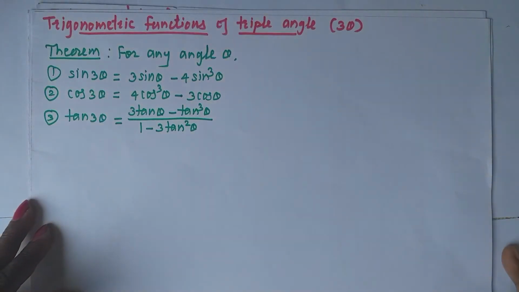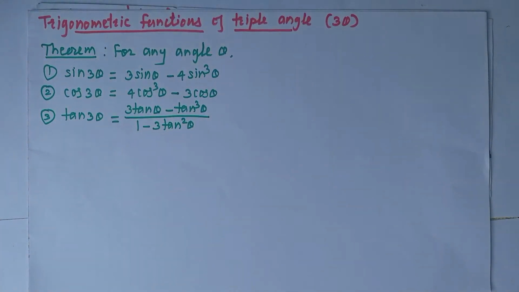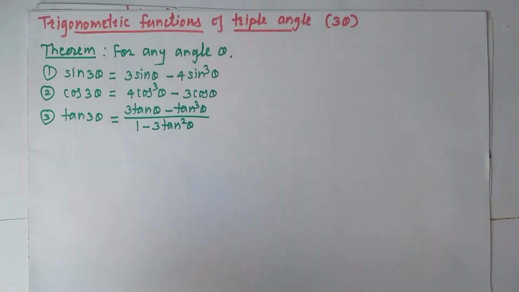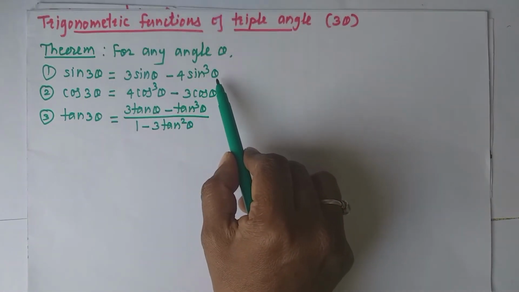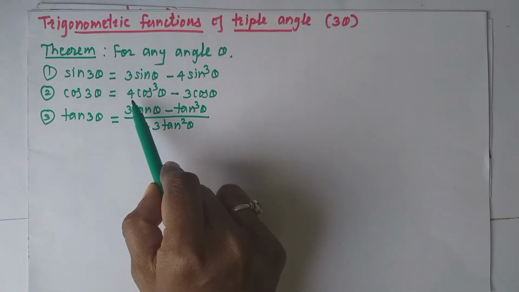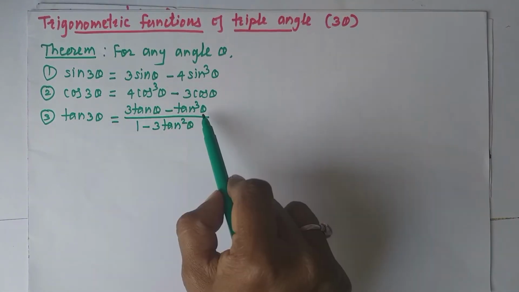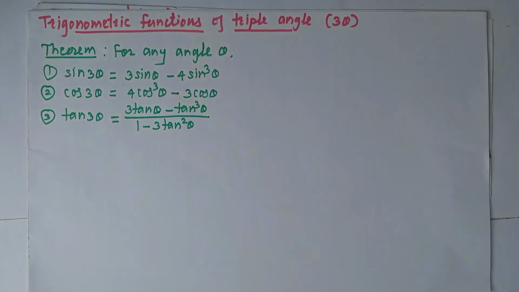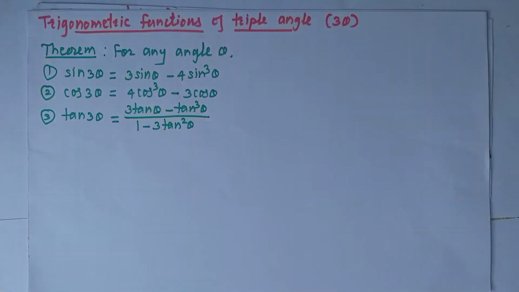Okay. Now we will see the trigonometric functions of triple angle, that is 3 theta. And there is a theorem: for any angle theta, sin 3 theta is equal to 3 times sin theta minus 4 sin cube theta. Second is cos 3 theta is equal to 4 cos cube theta minus 3 cos theta. And third is tan 3 theta is equal to 3 tan theta minus tan cube theta divided by 1 minus 3 tan square theta. Okay, let's prove this one by one.